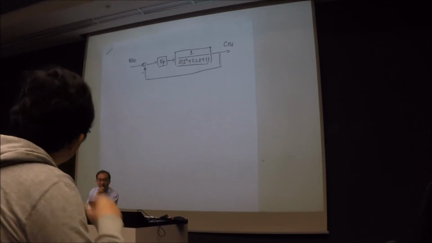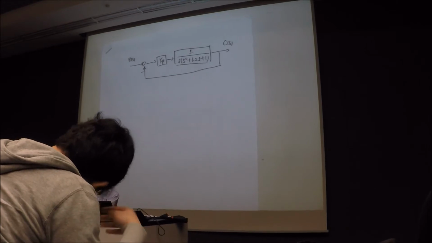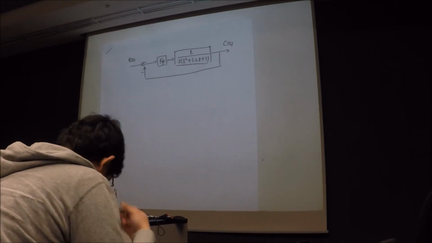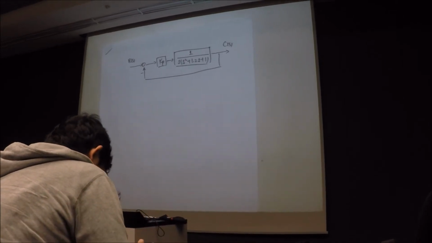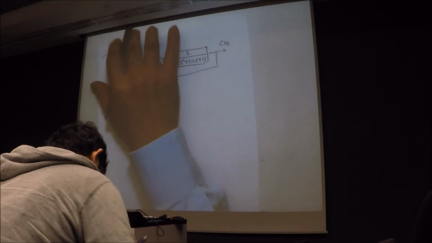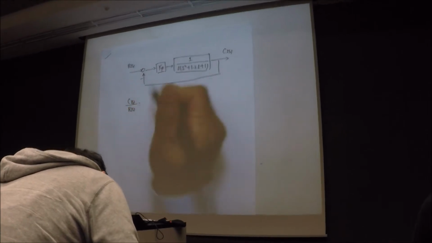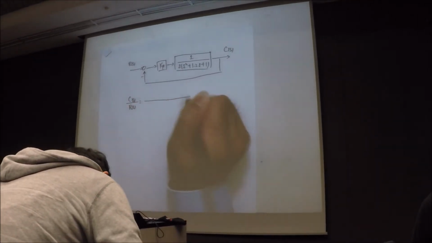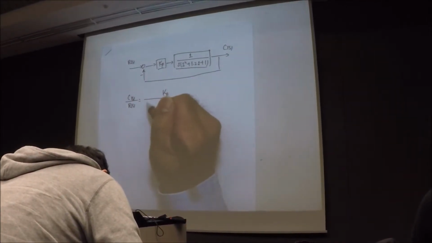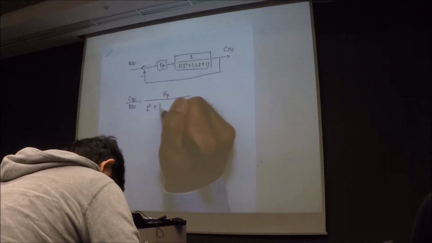Unit step input. Okay, we are asked to show that the value of your Kp actually has no influence on the steady state value. So what you need to work out is C(s) over R(s). What I'll do is I'll just write down the answer. Okay, you have to work it out.